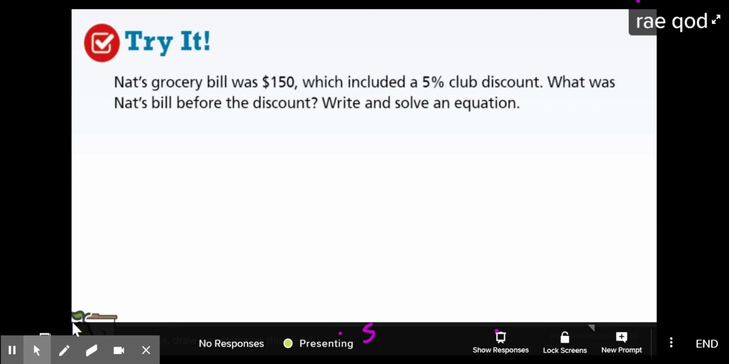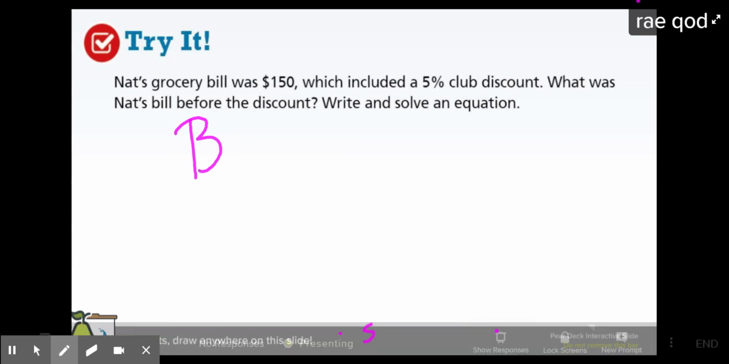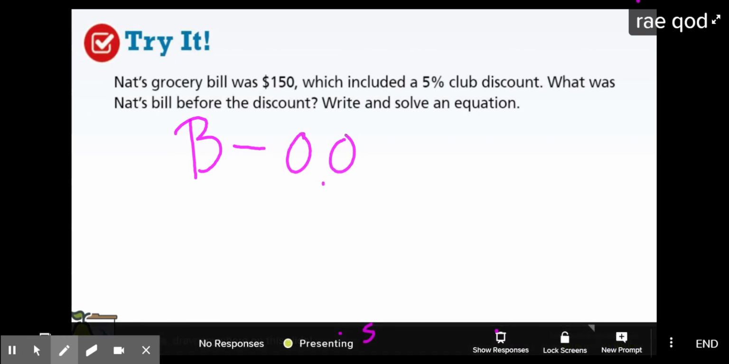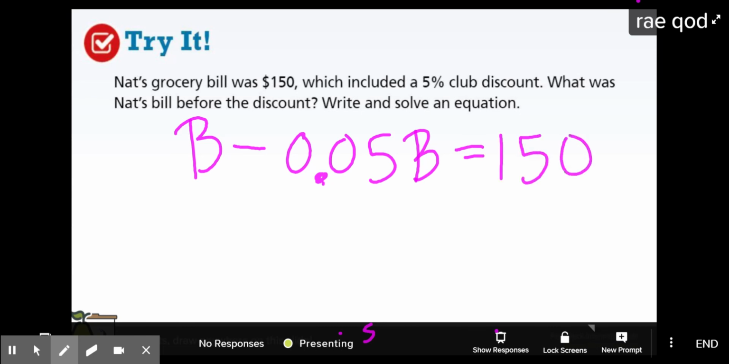Okay, so we have bill. We don't know what the bill was before, but we're going to use B to represent bill. And then they took off 5% of the bill. We know of means multiply, of the bill. And that's what he paid was $150.